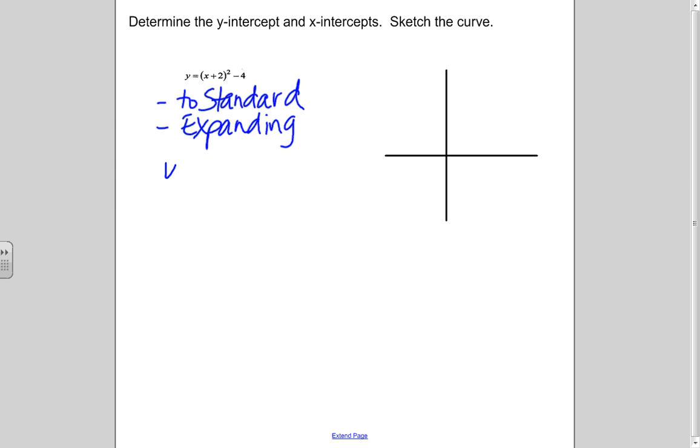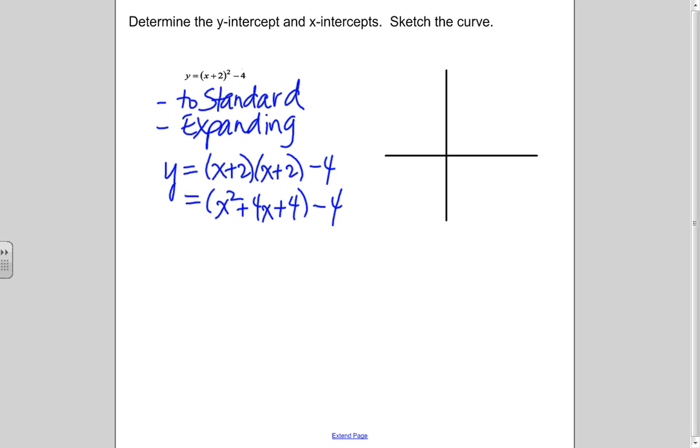So to expand, I would write it out carefully so that I know to foil and then tidy up. So for the first two brackets we are foiling. We will get x squared. Outside inside is plus 2x, which would be 4x. Lasts would be 4. One last tidy up, we're almost done. Equals x squared plus 4x plus 4 minus 4, cancel. So we have it in standard form.